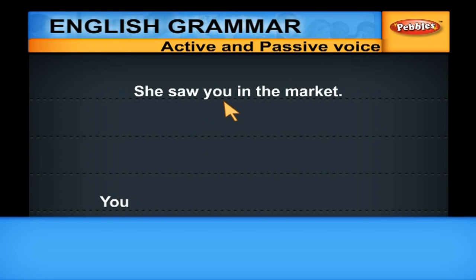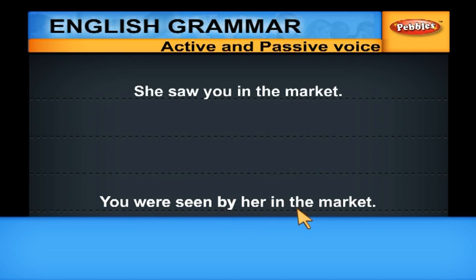You. So, you is the object. What is the past participle form of saw? Seen. What is the tense here? Yes, it is past. So, what is the aspect? Yes, it is simple. The be form auxiliary must be was or were. You must be followed only by were, because you will always take plural form. She must become her. You were seen by her. You were seen by her in the market.